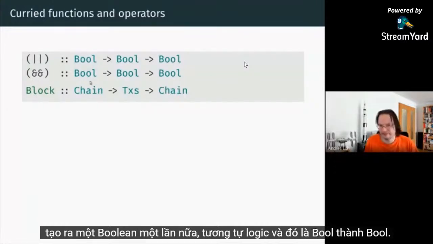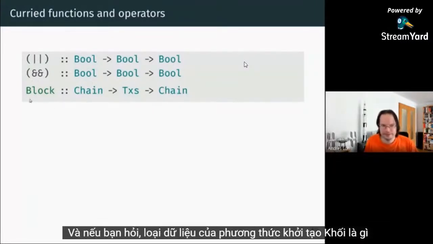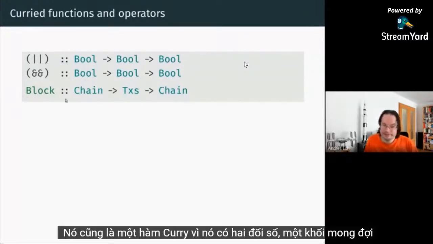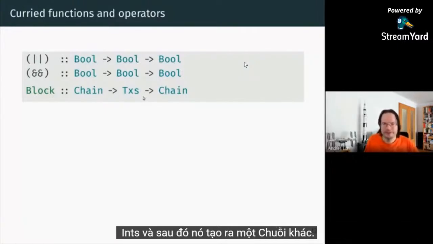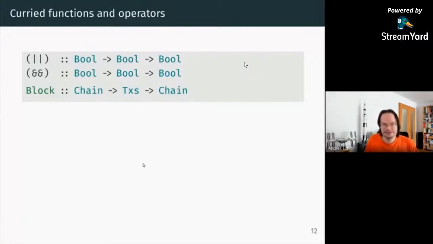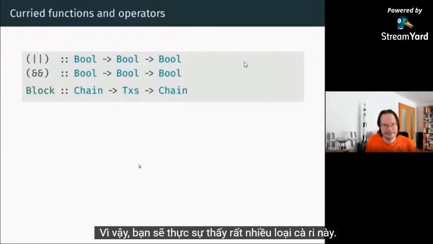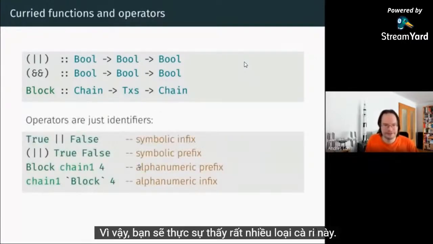Similarly, logical AND is Bool to Bool to Bool. And if you ask what is the type of the Block constructor, the data constructor for the Chain type, it is also a curried function because it had 2 arguments. A Block expects a Chain to be extended and a value of type Transaction, which was just a synonym for Int, and then it produces another Chain. Okay, so you really see a lot of these curried types.